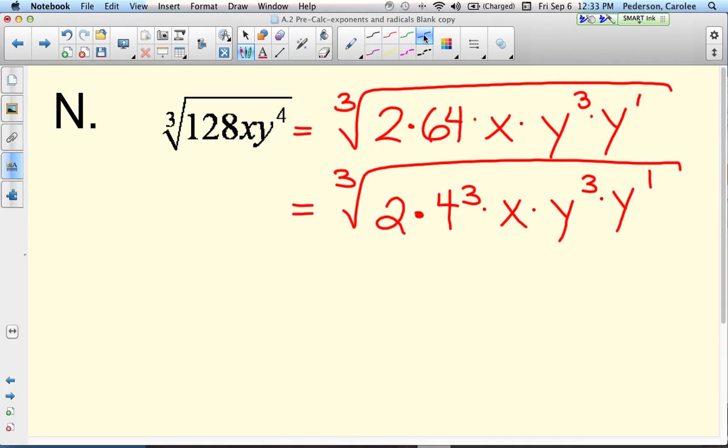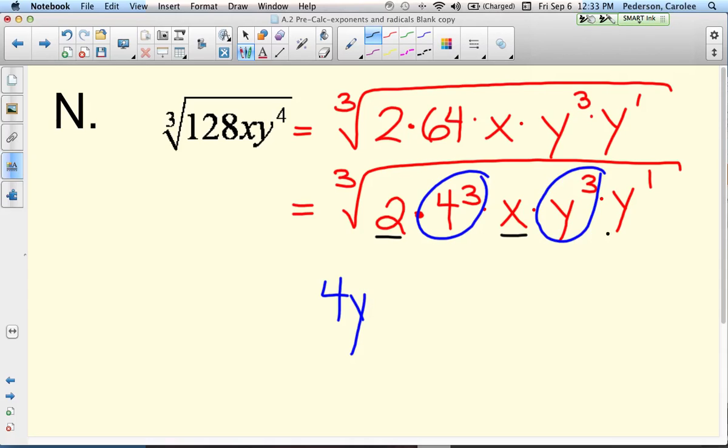Now my index is 3, so anything that's raised to the third power can come out in front. So cubed root of 4 cubed is 4. Cubed root of y cubed is y. And what I have left is the 2, the x, and the y underneath. So that's cubed root of 2xy.